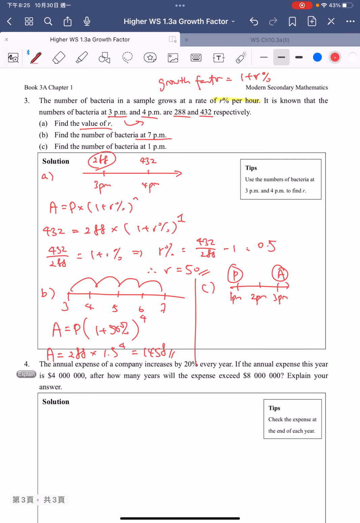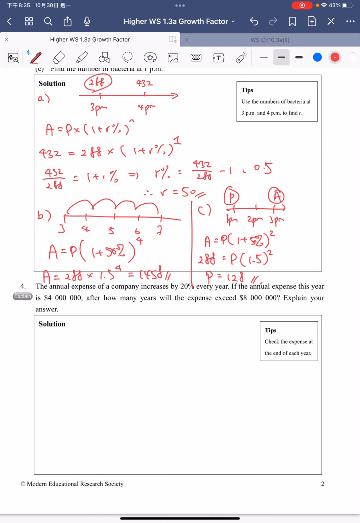Okay, so just substitute the whole thing. You want to find out A is equal to P times 1.50% to the power of 2, because 2 hours passed. Our A is the future value, which is the 3 p.m. one, so it's 288. P is something we don't know, and we want 1.5 to the power of 2, so P is equal to 288 divided by 1.5 squared, which gives an answer of 128. Alright, so that's for question C.